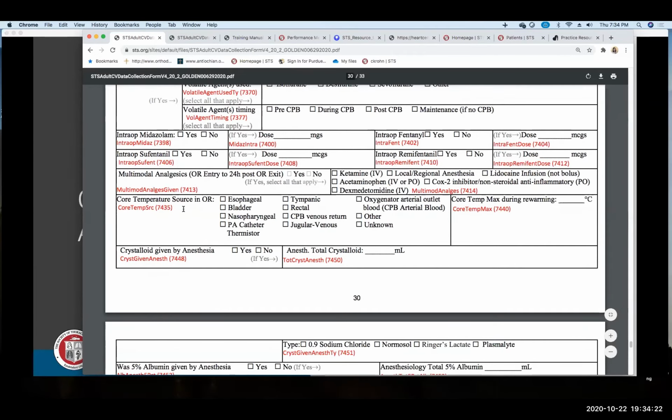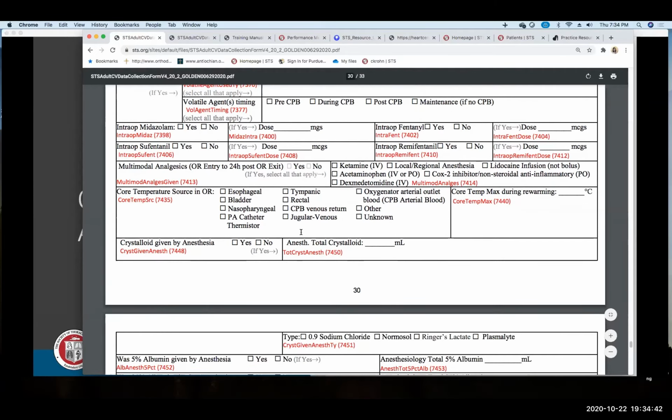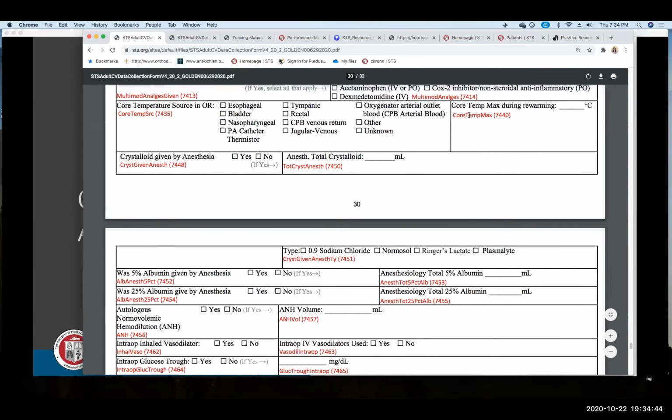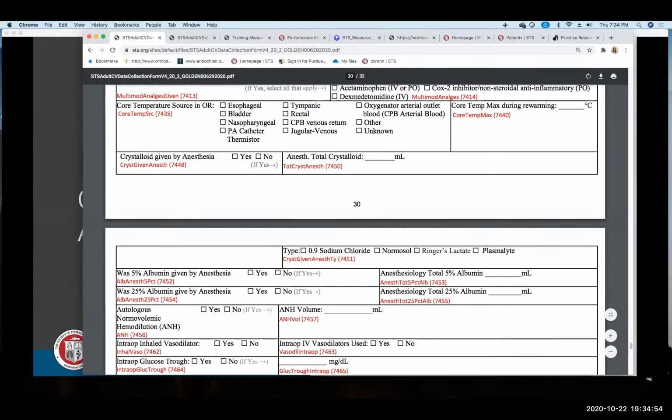A core temperature source in the OR: what source did you use to measure their temperature, and what was the max temperature during rewarming? Again, I think this is related to increased stroke rate. Miklos, is that correct for the core temp max during rewarming? Not only necessarily the stroke rate, but it's actually associated with a high risk of postoperative neurological complications, including postoperative cognitive dysfunction as well as delirium. Great, thank you.